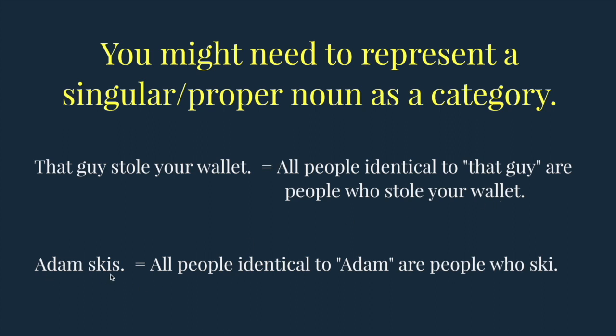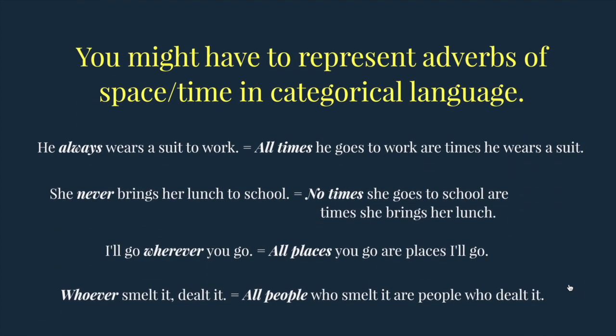Same here with Adam skis. This is as simple a sentence as you could possibly get. One noun, one verb, subject, verb, simple sentence, Adam skis. But that's not going to be enough for a standard form categorical proposition. I need to have a quantifier, a subject category, a copula, and a predicate category. So I would do that as all people who are identical to Adam are people who ski.